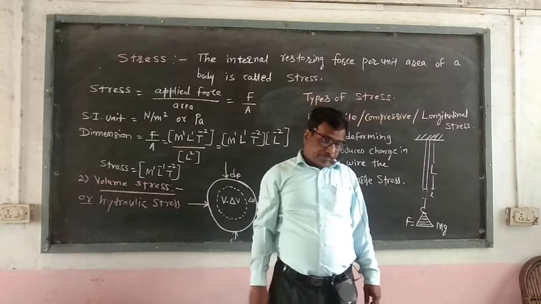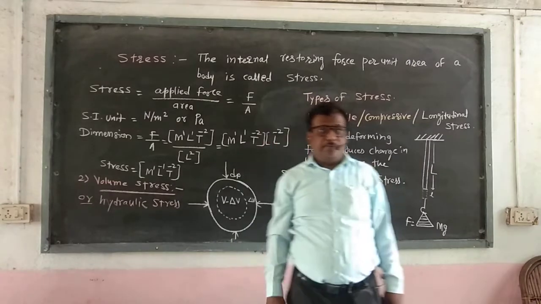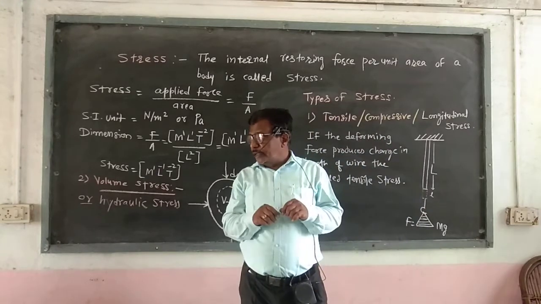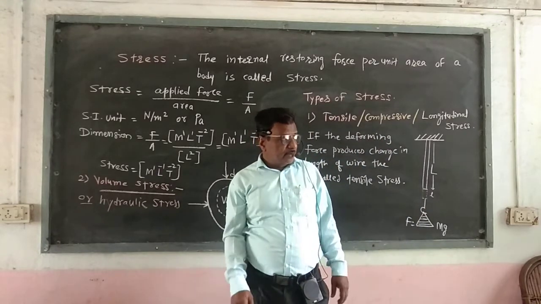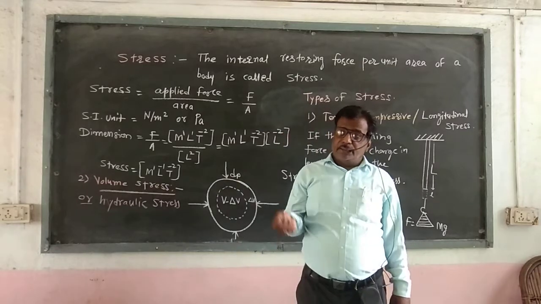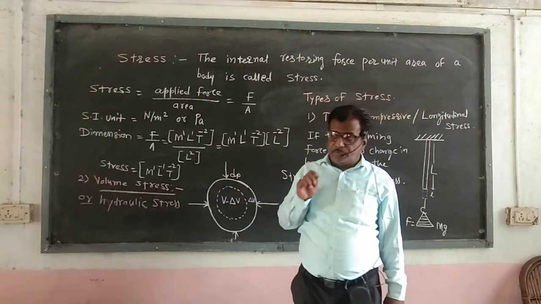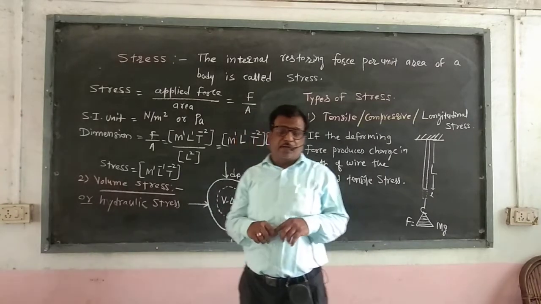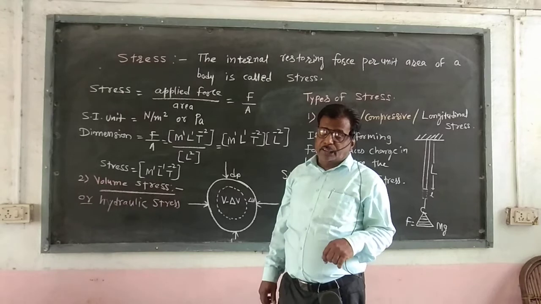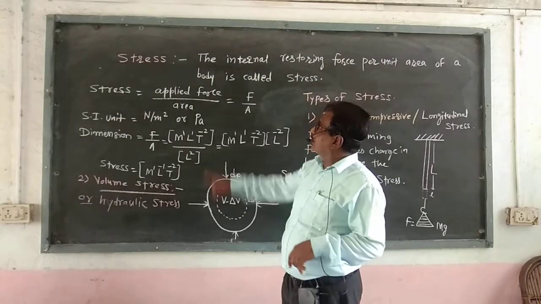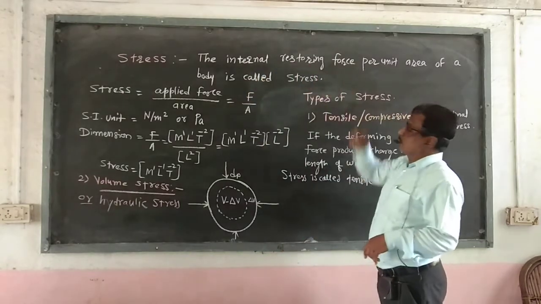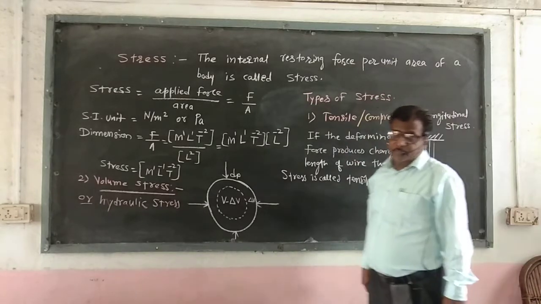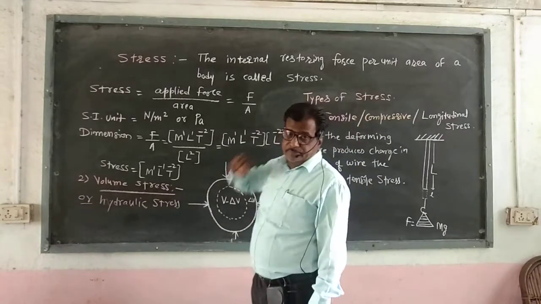Stress means ताण. So what is meant by stress? When we take a rubber band and the rubber band is pulled on two sides, what happens? There is a force which opposes the change in shape and size. That force is called restoring force. So stress is defined as the internal restoring force per unit area of a body.